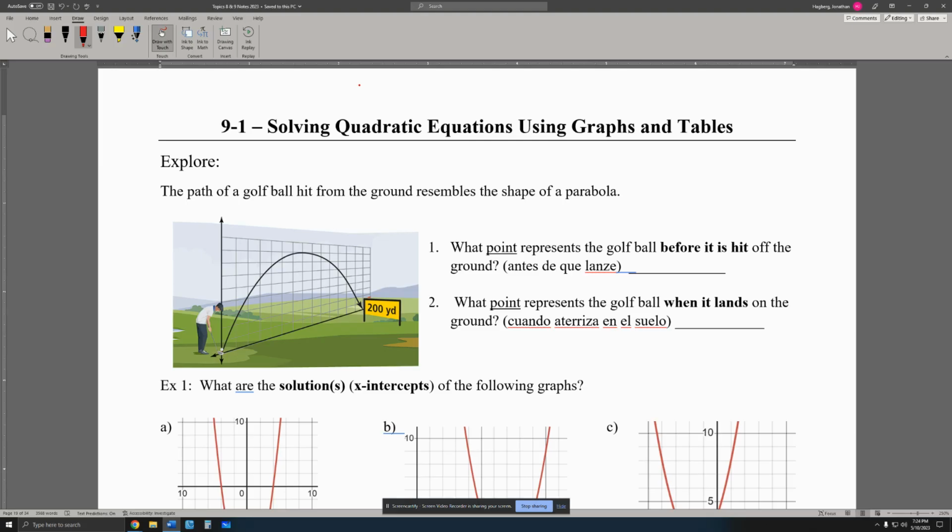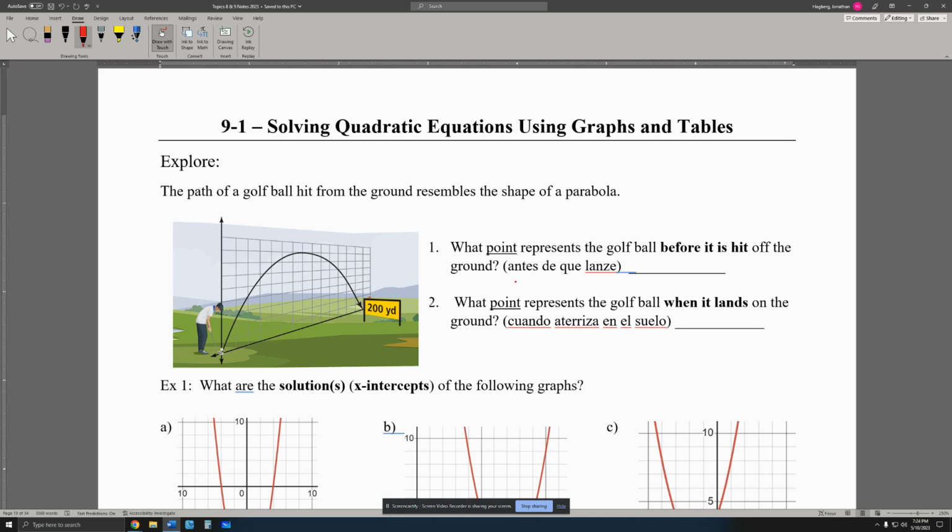Today we're going to be completing our notes on 9.1, solving quadratic equations using graphs and tables. I want to start with this example. Look at the path of a golf ball that's hit from the ground and how it resembles the shape of a parabola. The trajectory of the ball, or the height of the ball at any given time, is modeled through a quadratic function, where the graph is the shape of a parabola, that upside down U shape.